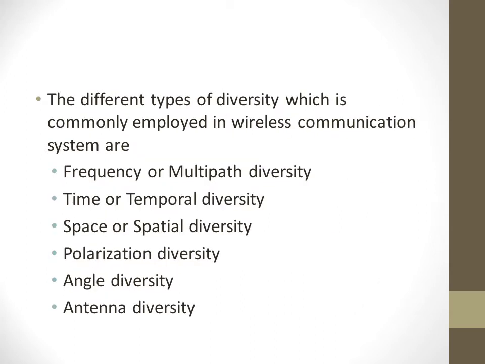There are different types of diversity commonly employed in wireless communication systems. Those types are: frequency or multipath diversity, time or temporal diversity, space or spatial diversity, polarization diversity, angle diversity, and antenna diversity. Here we are studying frequency or multipath diversity, time or temporal diversity, and space or spatial diversity.